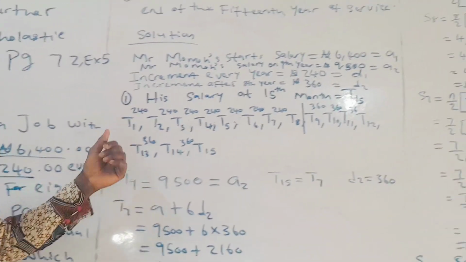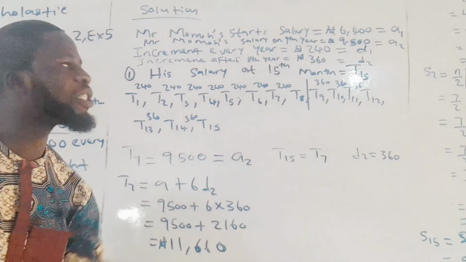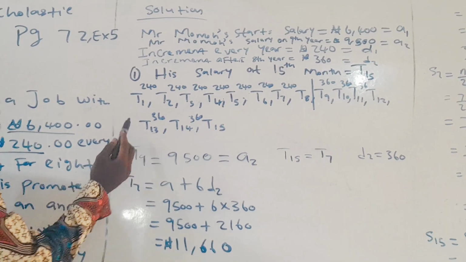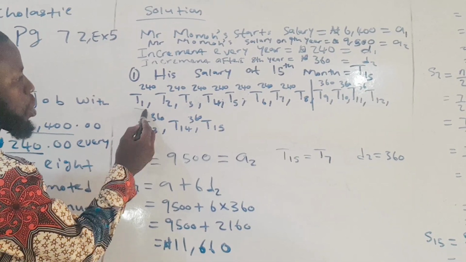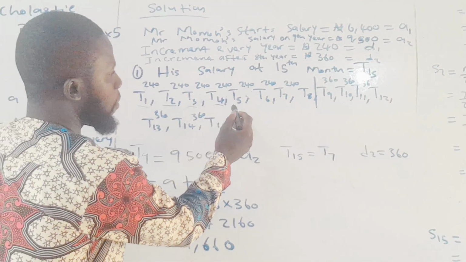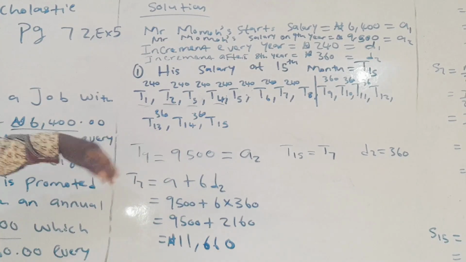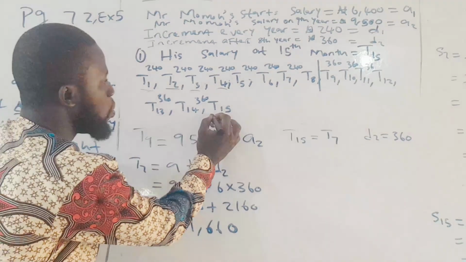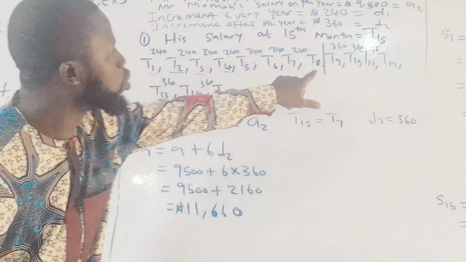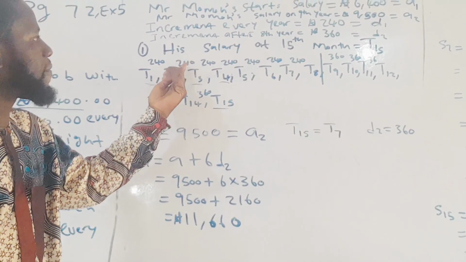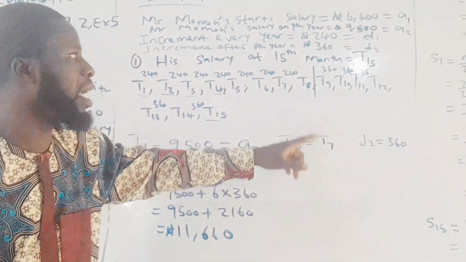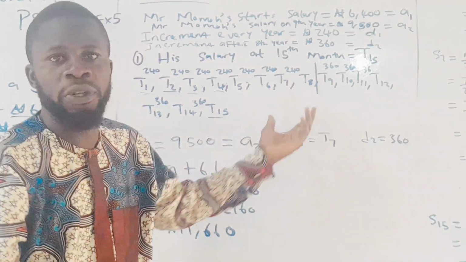So let's go to the first question: his salary at the 15th year. So that you can understand this very well, let's list it. The first year is T1, second year T2, T3, T4, T5, T6, T7, T8, T9, up to your T15, which is the 15th year. But we are told that from the first year to the 8th year, his common difference is 240. That's 240, 240, 240, up to the 8th year. Then in the 9th year, he was promoted.